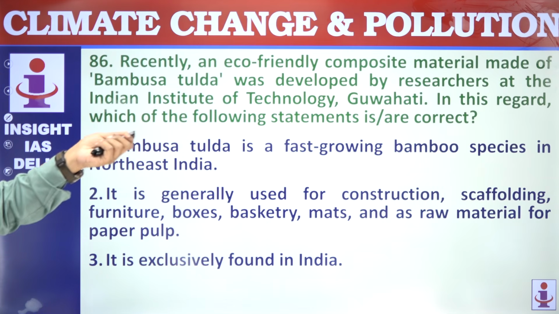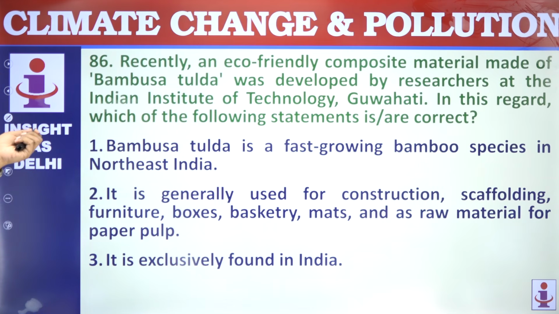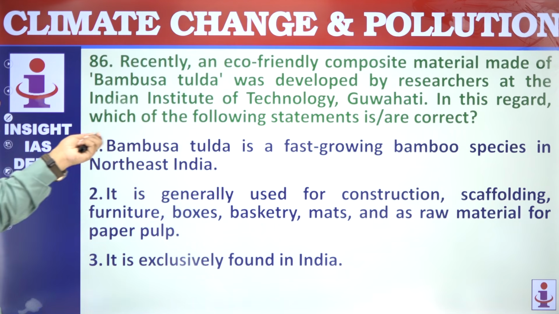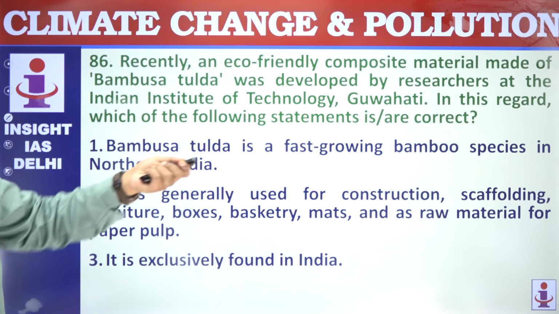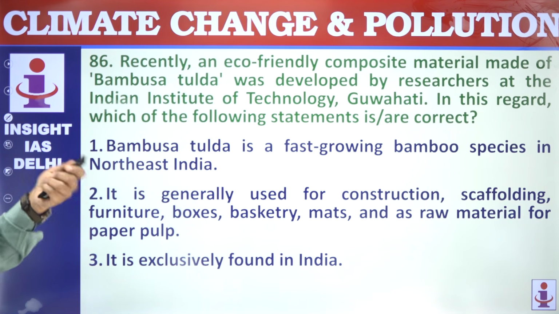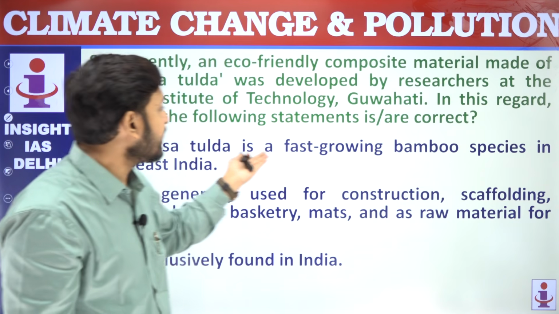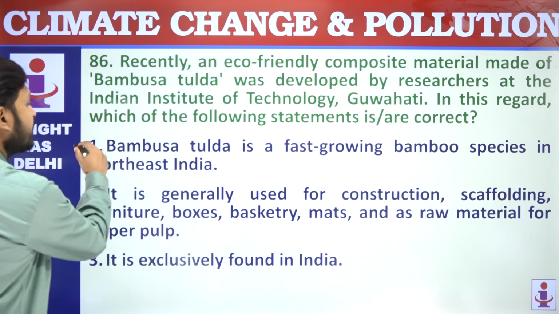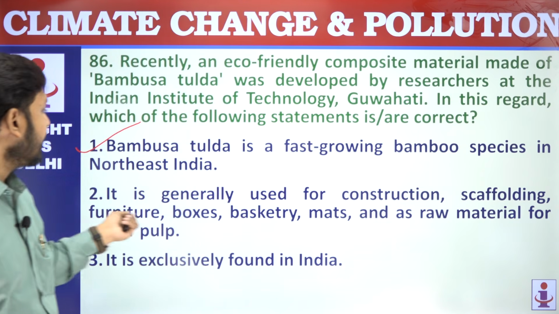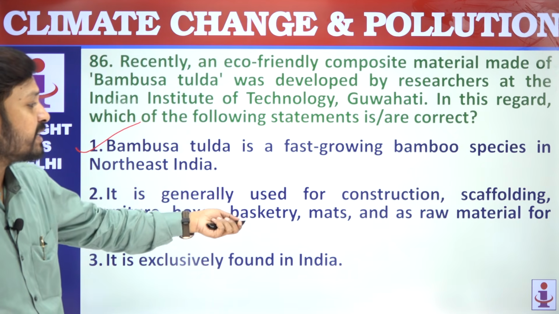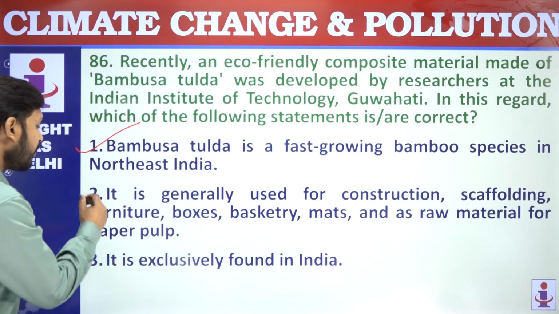Next one. Recently the eco-friendly composite material made of Bambusa tulda was developed by researchers at the Indian Institute of Technology, Guwahati. In this regard, which of the following statements is/are correct? Okay, so let's see about this one. Bambusa tulda is a fast growing bamboo species in northeast India. Yes, this is the right statement. It is generally used for construction, scaffolding, furniture, boxes, baskets, mats, and as a raw material for paper and pulp.